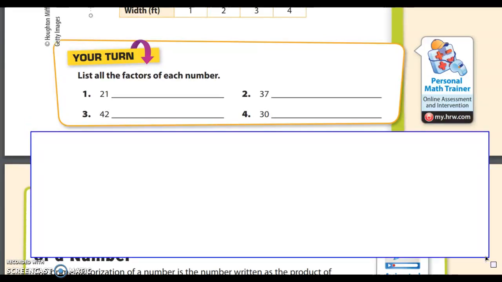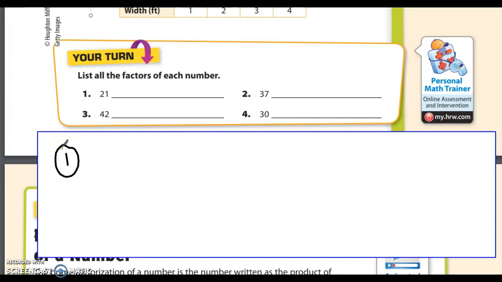Your turn at the bottom, numbers 1 through 4, says to list all the factors of each number. You're welcome to try this first before you check the answers, or if you need help, that's fine too. But I'm going to list all the factors of each of these, and then what you could do is hit pause and then hit play when you're ready to check your answers.